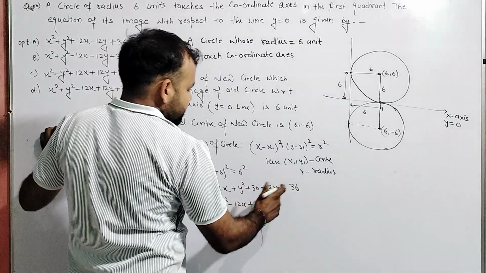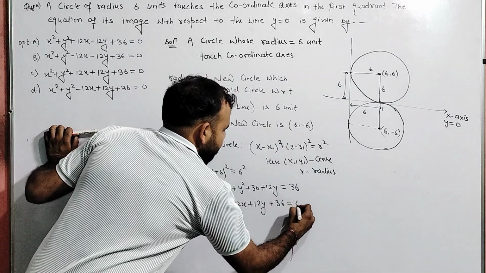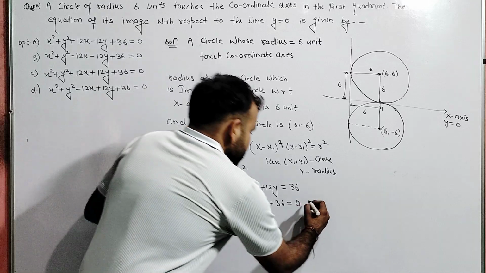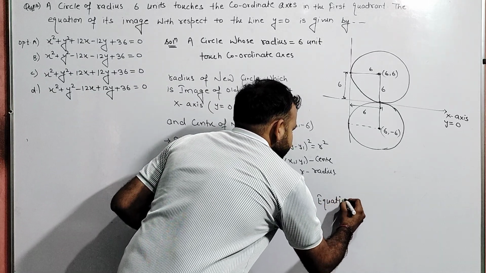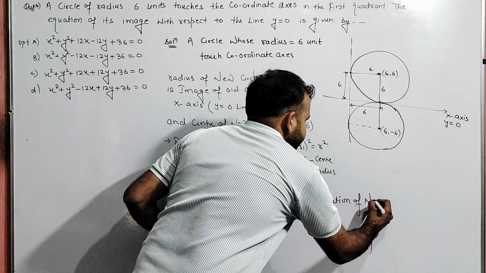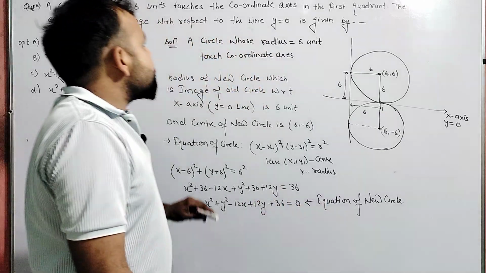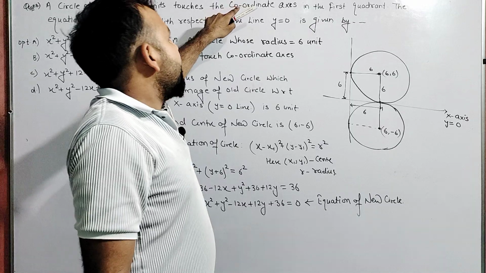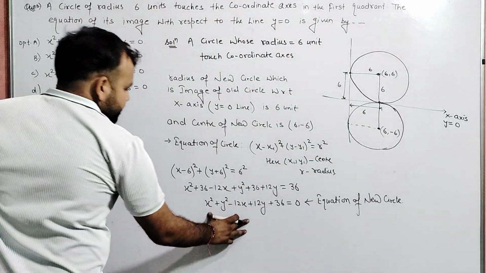This is 36, taken left hand side, we got overall 36 on that scenario, that is equals to 0. So student, our final, this is the equation of the new circle, which is the image of the old circle whose radius is 6 and the center is at the coordinate axis in the first quadrant. Okay student, so this is our final answer.